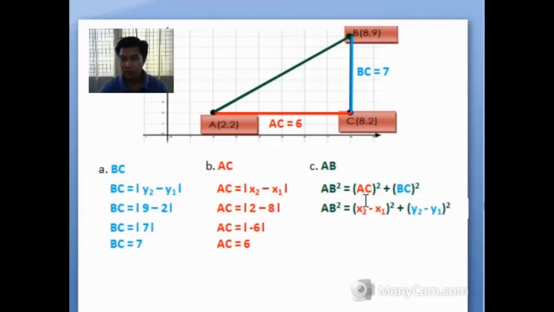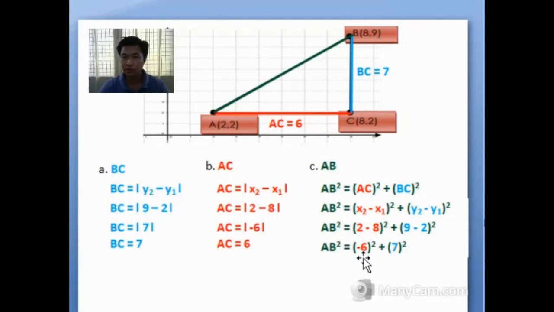Now let's continue substituting. Taking segment AC, we only need to subtract the x-axis of these 2 points. Why? Because it is a vertical line, so we only need the x-axis of the 2 points: x sub 1 minus x sub 2. Same is true with BC. It is a horizontal line, so we only need to take the difference of their y-axis. Substituting the given values again, we have x sub 2 equal to 2, x sub 1 equal to 8, y sub 2 equal to 9, and y sub 1 equal to 2.